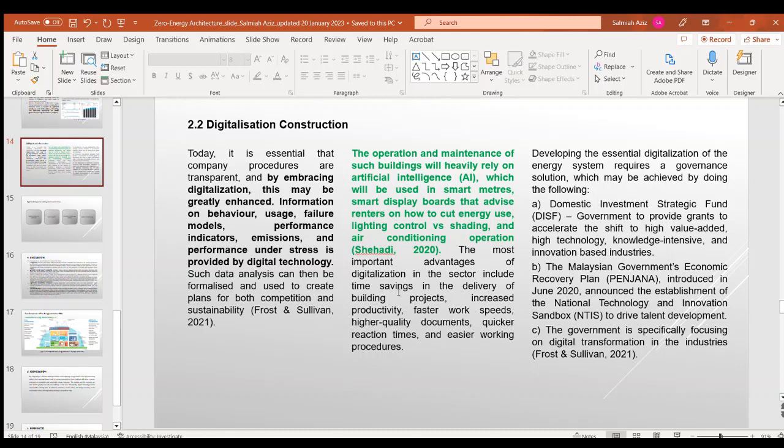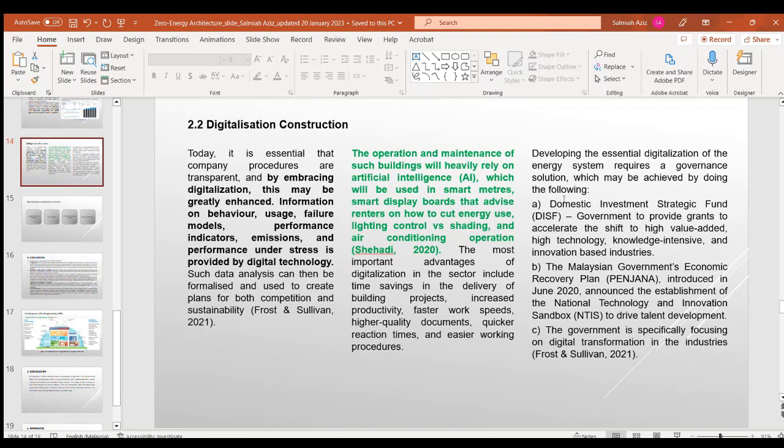The most important advantages of digitalization in the sector include time savings in the delivery of building projects, increased productivity, faster work speeds, higher quality documents, quicker reaction times, and easier working procedures. So, developing the essential digitalization of the energy system requires a governance solution, which may be achieved by doing the following: a Domestic Investment Strategic Fund, the ISF, where the government provides grants to accelerate the shift to high value added, high technology, knowledge intensive and innovation based industries.